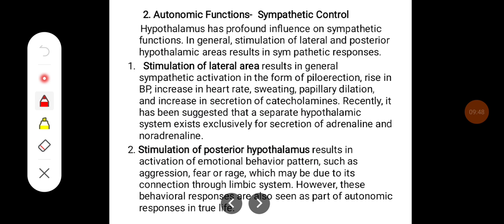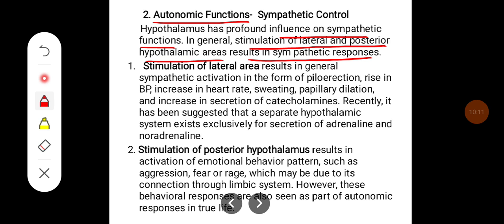Hypothalamus is involved in autonomic functions. That is, they have a sympathetic and parasympathetic control. Hypothalamus has a profound influence on sympathetic functions. In general, stimulation of lateral and posterior hypothalamic areas results in sympathetic responses.